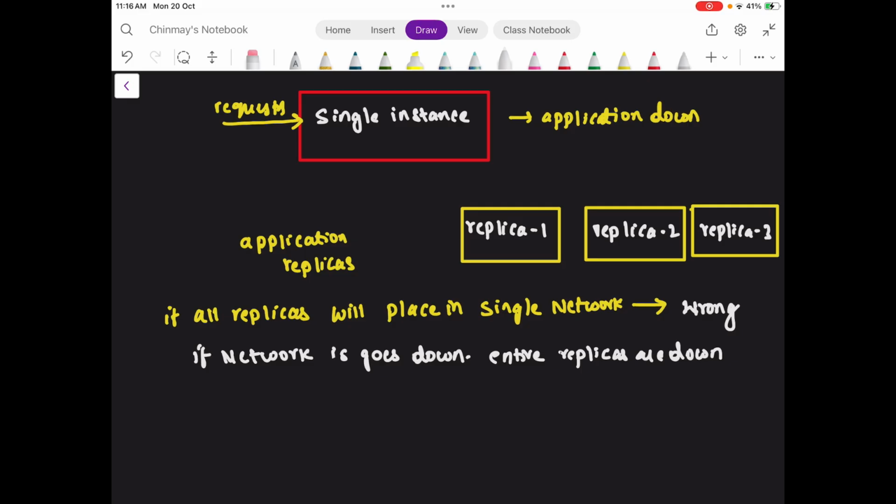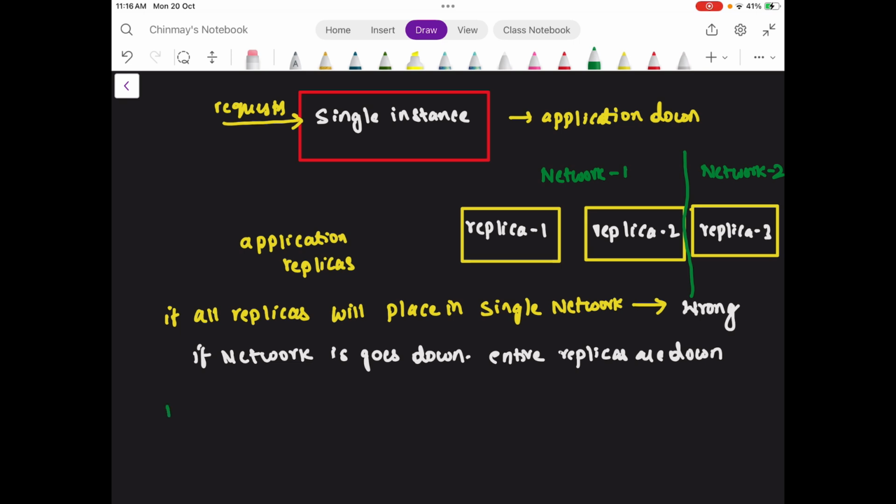Okay, so generally in distributed systems we should maintain two networks, or more than two networks, and we will distribute our replicas in different networks. Now what happened? We are maintaining two networks. In network 1, these two replicas are placed, and another replica is placed in network 2. Now what happens if any of the networks goes down? Our application still survives.